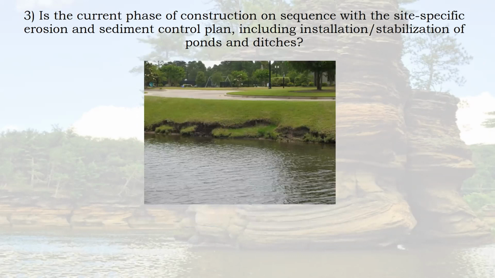The next question is going to be, is the current phase of construction on sequence with the site-specific erosion and sediment control plan? And this is specific for ponds and ditches. So if you have an area that has excessive runoff and you do have a pond nearby, you might have something that looks like this. And this pond is definitely not being stabilized correctly.